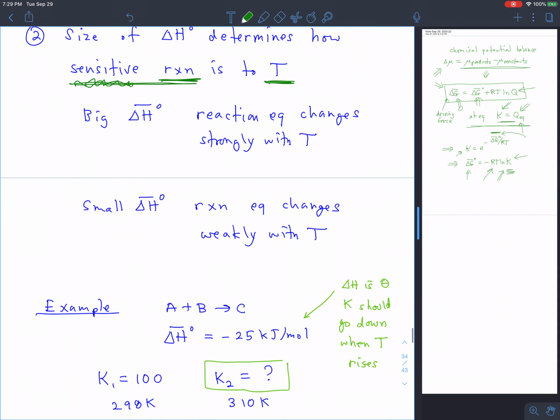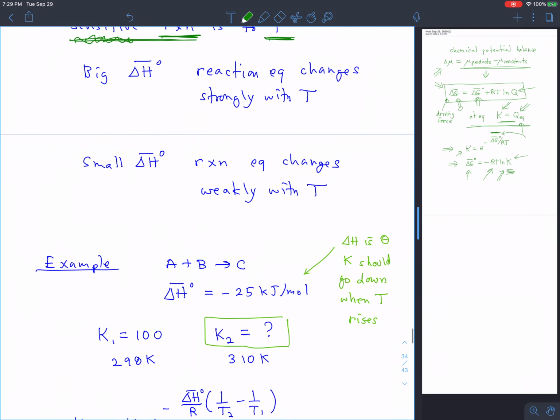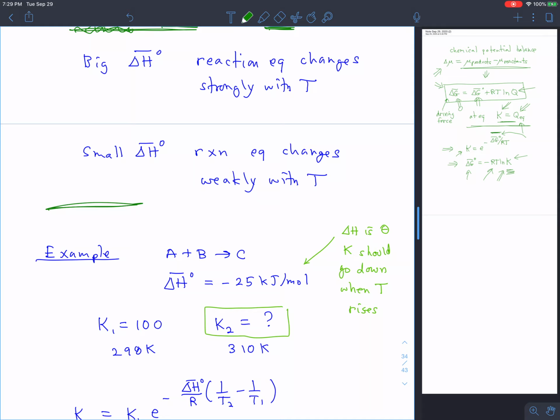All right, with that, we'll stop and pick up the examples next time. I have several examples to do next time.